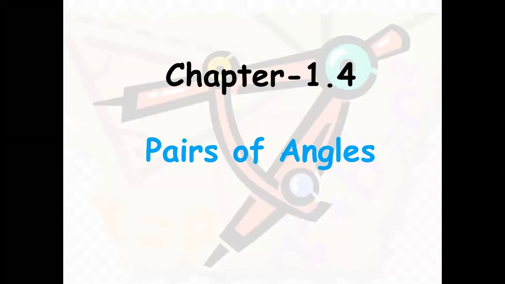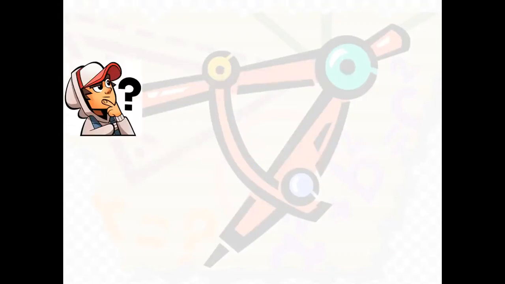Now, pairs means anything which comes in twos, like a pair of scissors, which comes like two blades together, or a pair of socks, because socks always come in twos. Anything which comes in twos, we call a pair. Okay, now we are going to be learning about the pairs of angles. So these angles also come in two parts.